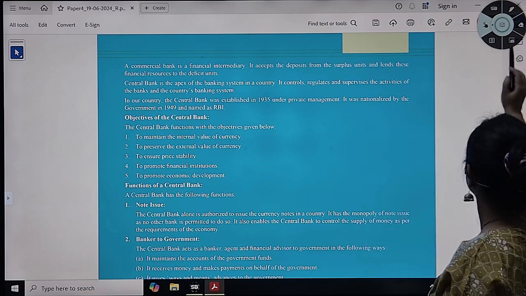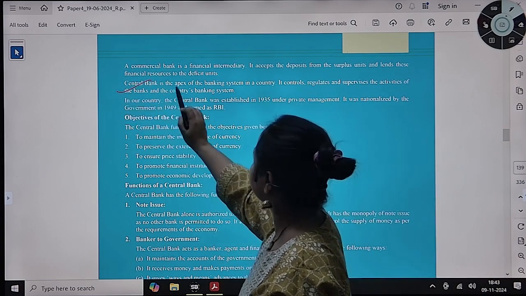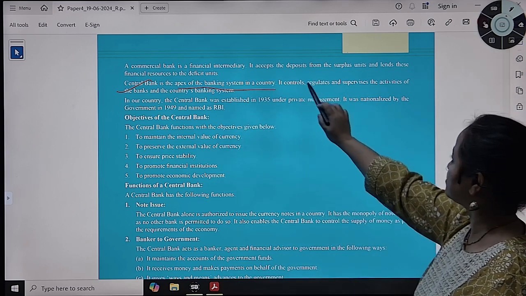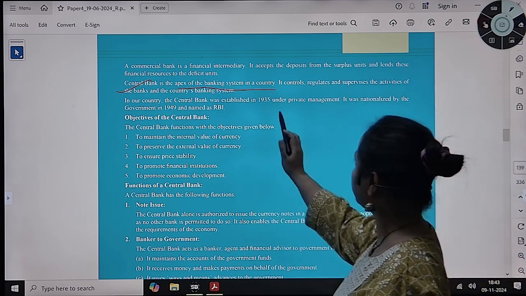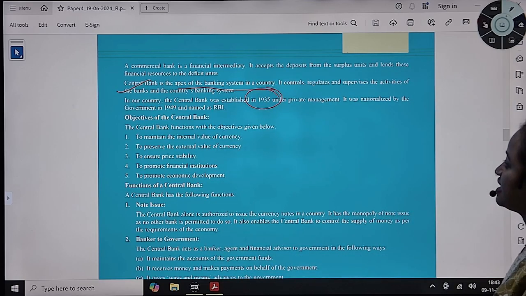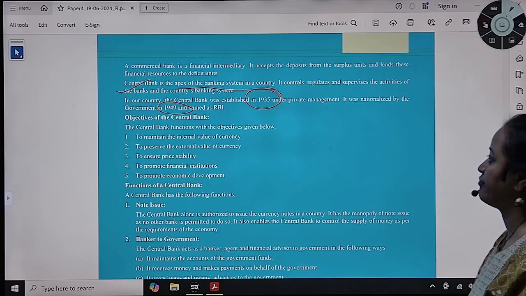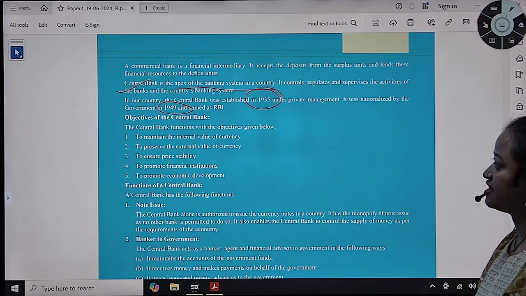So now about the central bank. The central bank is the apex of the banking system, that you remember. It controls, regulates and supervises the activities of the banks. The establishment year of the central bank that you remember is 1935, and it was nationalized by the government in 1949 and renamed as RBI. So establishment is 1935, nationalization in 1949, and renamed as RBI.